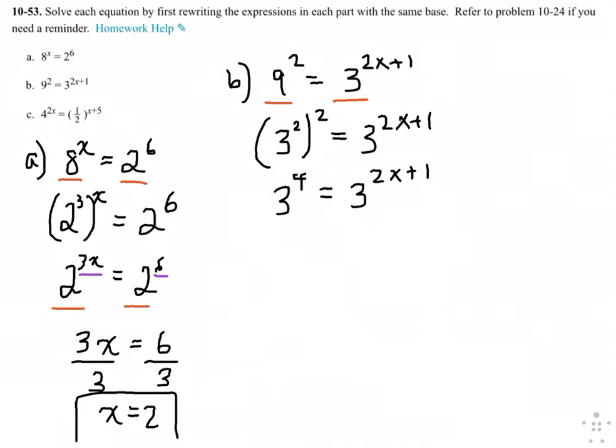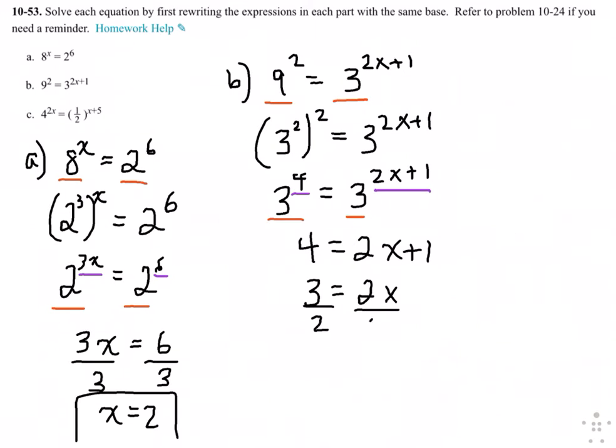So once again, once the bases are the same, we now know that the exponents must be the same. So 4 equals 2x plus 1. I'll subtract 1 from both sides, and I get 3 equals 2x. And then I'll divide both sides by 2, and I get 3 halves, right, equals x. So x equals 3 halves for B.